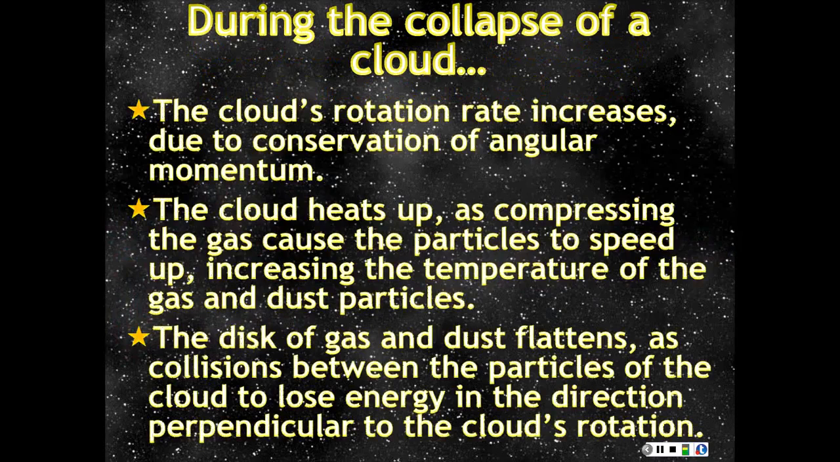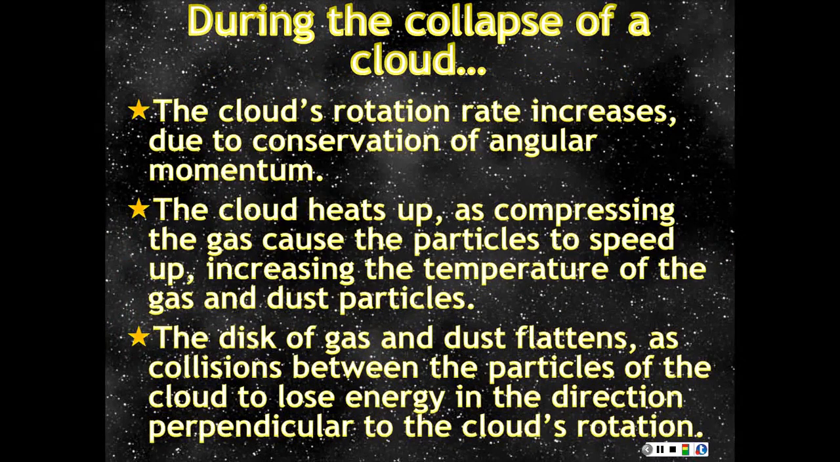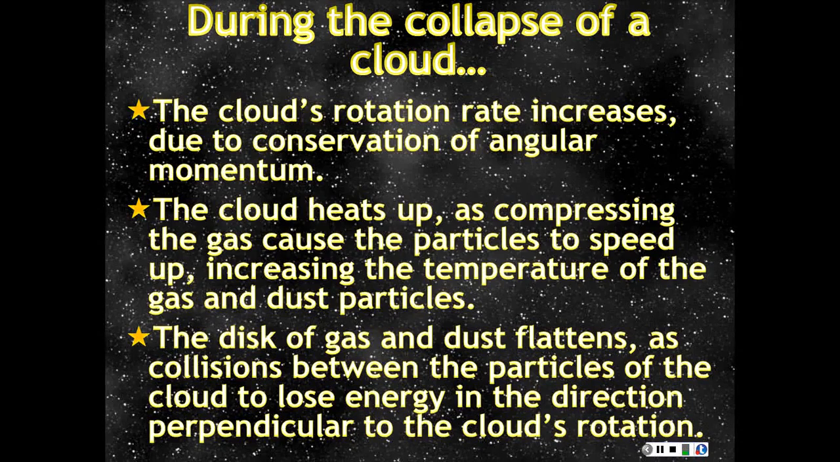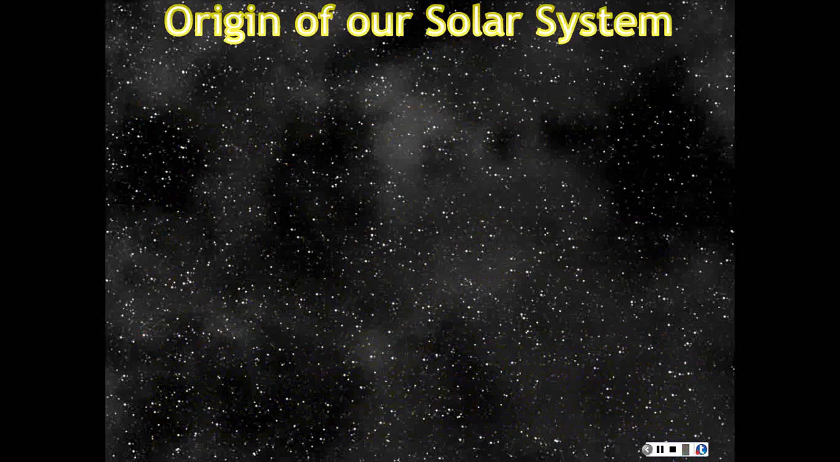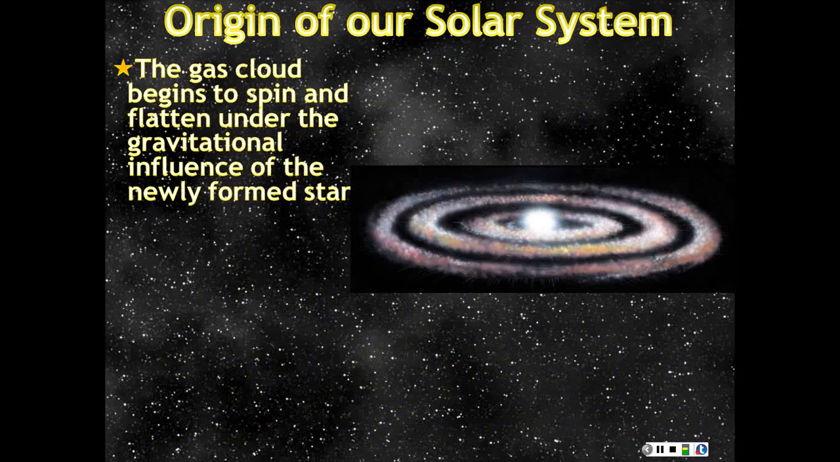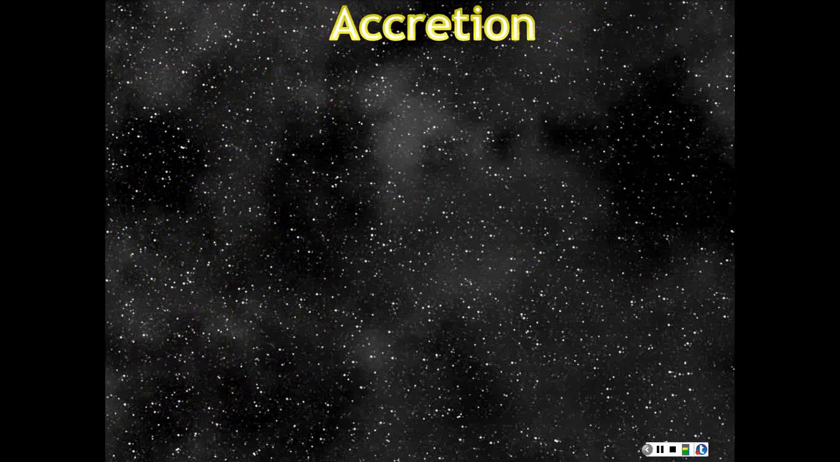We've got angular momentum conservation, which gives rise to an increased rate of spin. As the cloud heats up, a lot of the dust will get destroyed. We've got increasing temperatures of gas and dust, and a flattening out because of centrifugal force. And so what we also get is that you'll have regions in which you'll have more material and regions in which you'll have less, and so you'll start to have this disk that has rings of higher density at different distances from the forming sun.